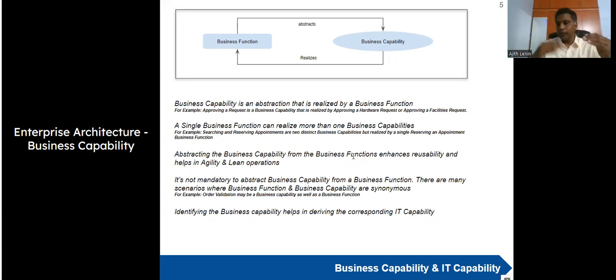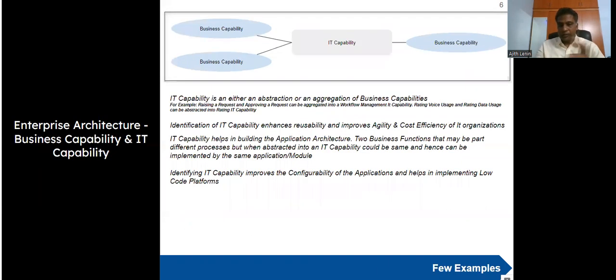So there are three levels. Now we are looking at three levels, right? We have business function, we have business capability, and we have IT capability, right? So two levels of abstractions, right? So that enhances our reusability aspect, right? So we'll quickly look at what is the relationship between a business capability and IT capability, right?